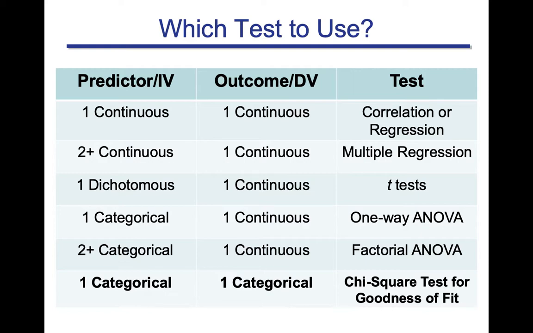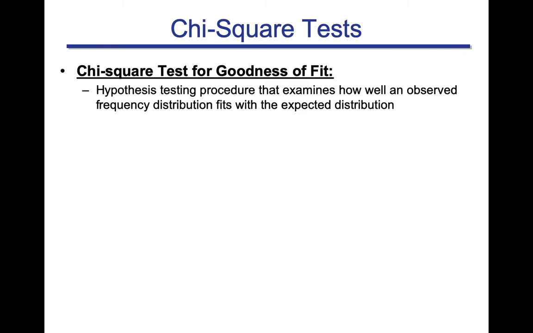So we're going to learn two tests for this. When we've got a single categorical variable, we're going to use a chi-square test for goodness of fit. And when we've got two categorical variables, we're going to use a chi-square test for independence. The chi-square test for goodness of fit is a hypothesis testing procedure that examines how well an observed frequency distribution fits with the expected distribution. So what we're doing is testing how well our data fit our expectations under the null hypothesis, which is a general theme for all of statistics, really.